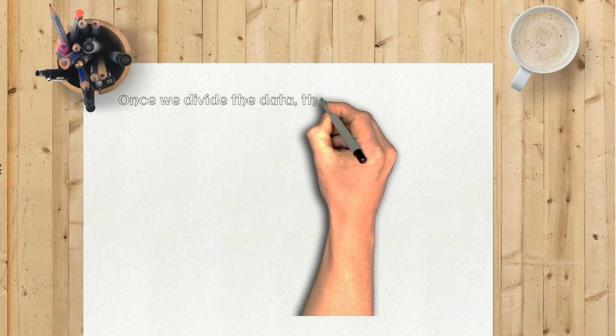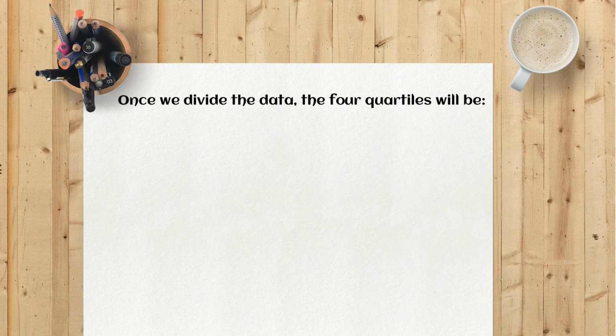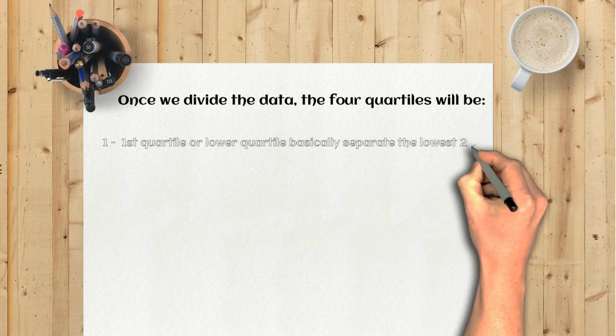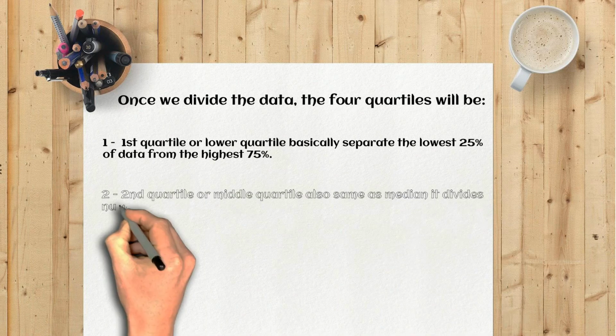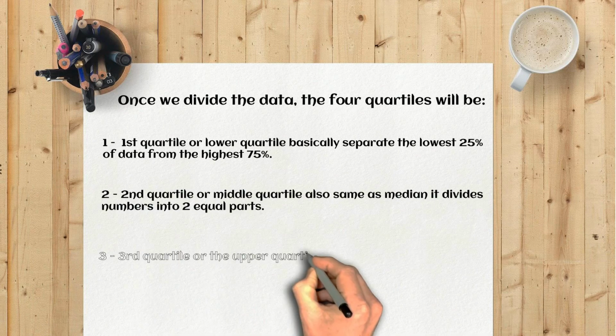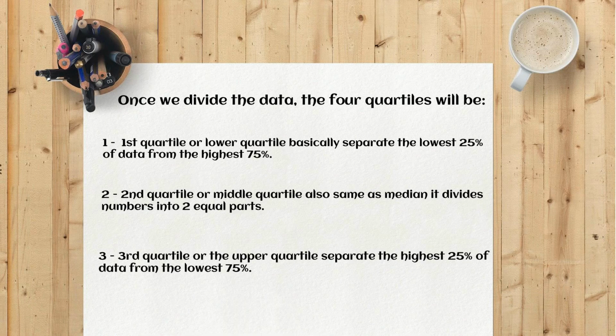Once we divide the data, the 4 quartiles will be: 1. First quartile or lower quartile, which basically separates the lowest 25% of data from the highest 75%. 2. Second quartile or middle quartile, also the same as median, which divides numbers into 2 equal parts. 3. Third quartile or upper quartile, which separates the highest 25% of data from the lowest 75%.